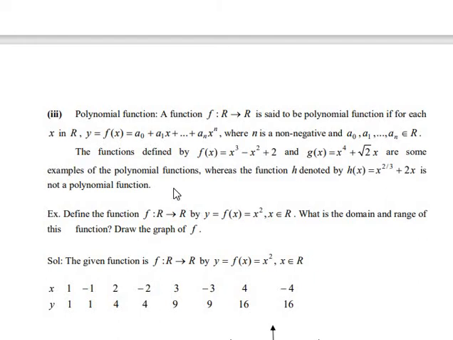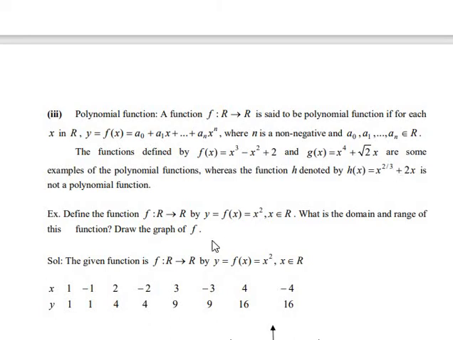Now let us consider one example. f of x is equal to x cubed minus x squared plus 2 and g of x is equal to x to the power 4 plus root 2 x are some examples of polynomial functions. Whereas the function h denoted by h of x is equal to 2x to the power 2 by 3 plus 2x is not a polynomial function.